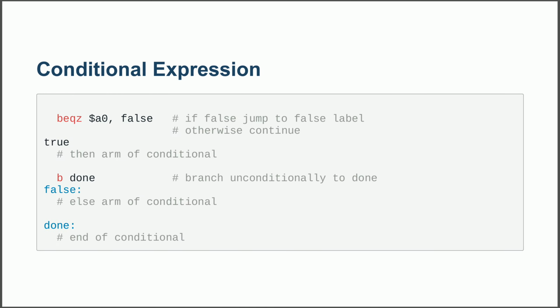So in the conditional expression, this is the basic layout, and I missed the colon after true, but true is a label, false is a label, done is a label, and then we have an instruction called beqz. If you remember, the value of false was 0, so if the actual value of the boolean is 0 or false, we branch to the false label. Otherwise we continue, and then we execute what's going on in the true block, and then we branch to the done.